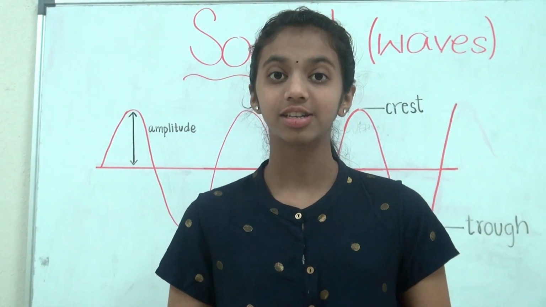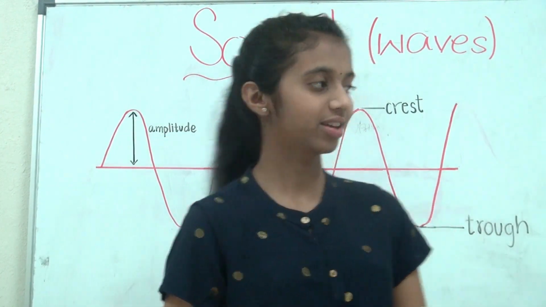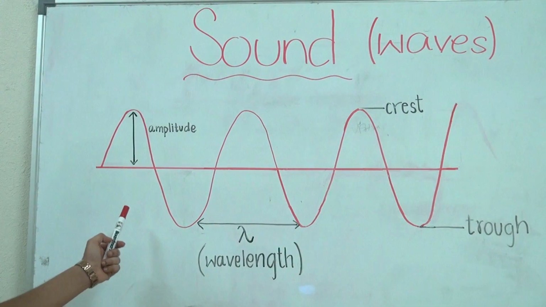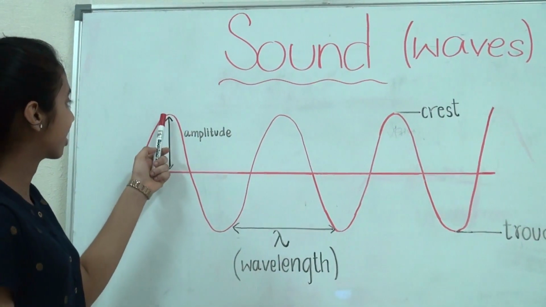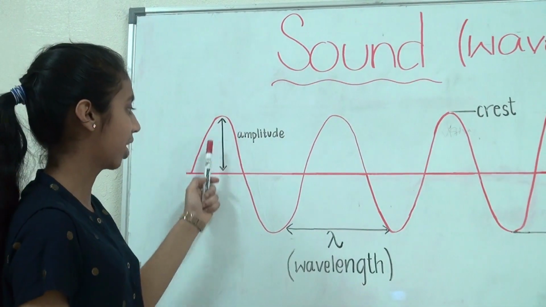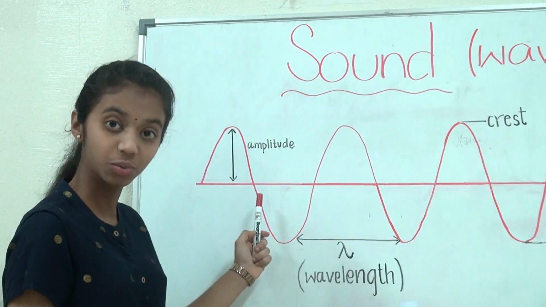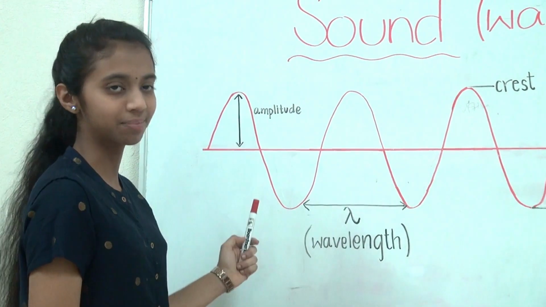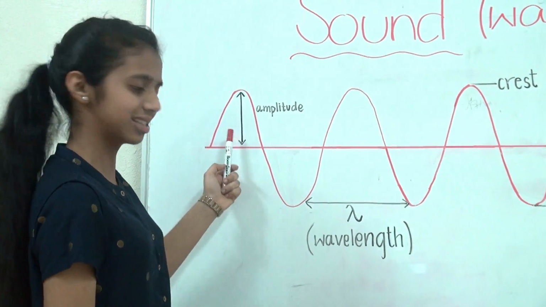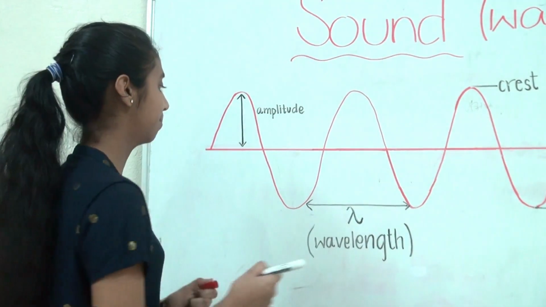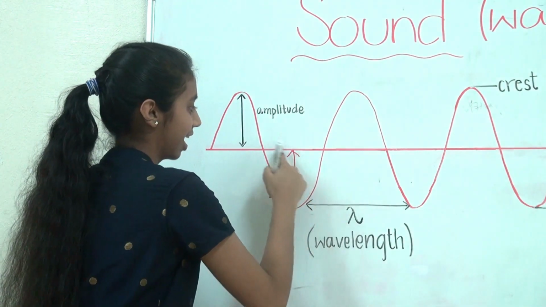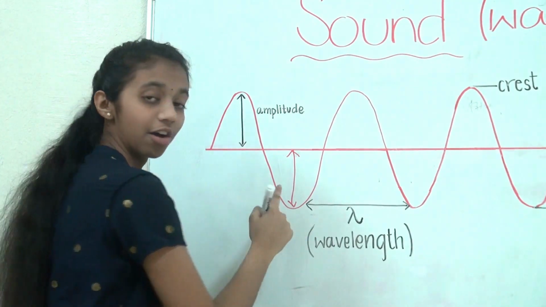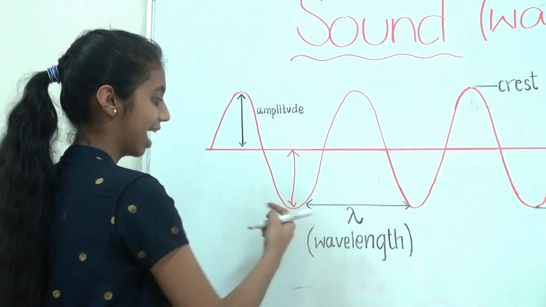Let us look at the diagram of a wave. Here is the diagram with the labeled parts. The length from the top of the wave to the line in between is called the amplitude. Not only this is considered an amplitude, it can also be the length from the line in between till the end of the wave.